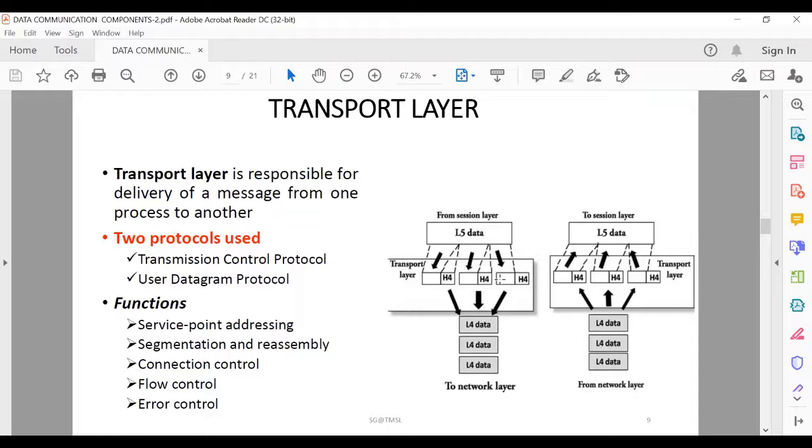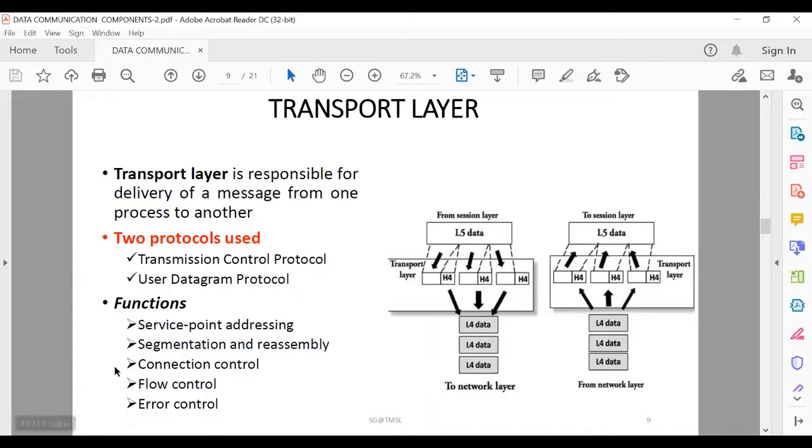Now two types of protocols are used to perform the different functions. One is the transmission control protocol, or TCP. In short, it is called TCP. And another is user datagram protocol.